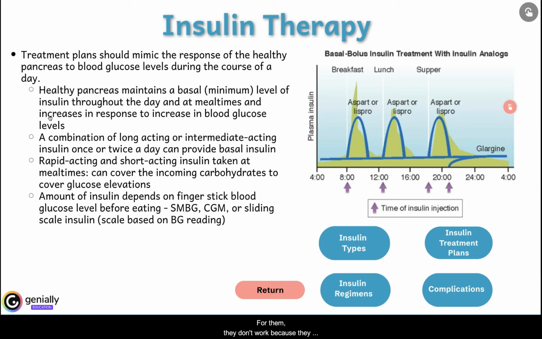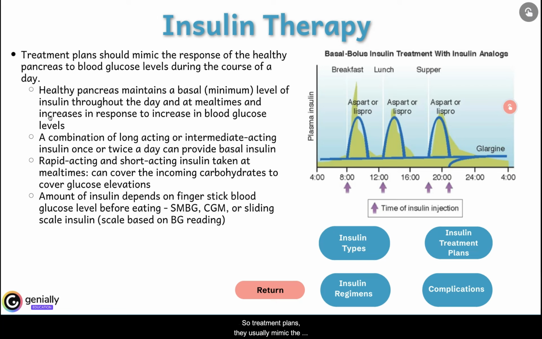They don't work because they don't have the beta cells. So there's an absolute lack of insulin in the body. So you have to give them exogenous insulin, which basically means from outside, right? They have no endogenous insulin, nothing inside them. So we have to give them insulin.